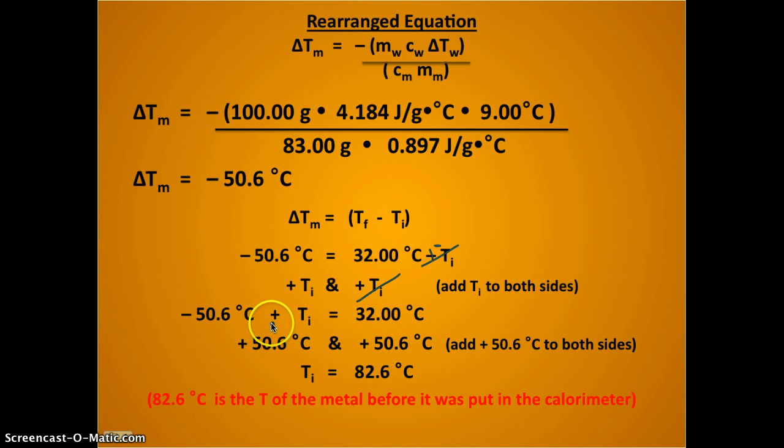Okay, so then at this point we have a negative 50.6 degrees Celsius on this side. So what we're going to do is get rid of this so that we leave our Ti all alone. So you're going to add 50.6 to both sides, 50.6 here, and then you're also going to add 50.6 over here. When you add 32 to 50.6, you get 82.6, and your delta T was negative 50.6, which means that your initial temperature was 82.6.